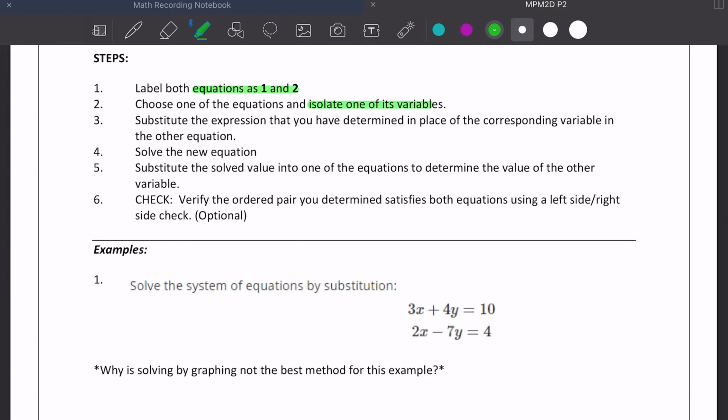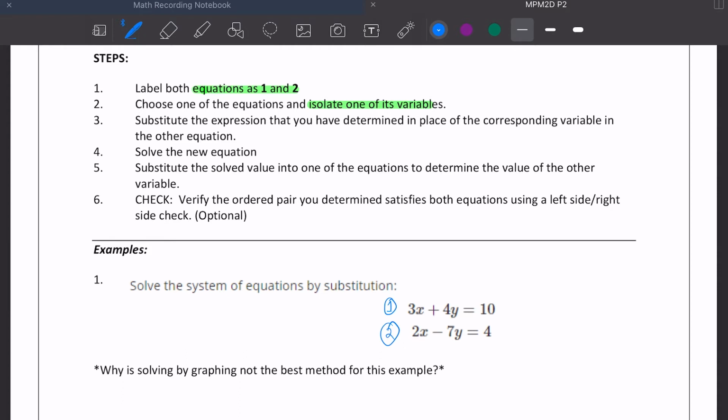So let's do an example here. We're going to solve this system of equations using substitution. So our first step was to label our equations. So here's equation 1 and here's equation 2. If we're looking at this one here, why is solving by graphing not the best example for this method? Let's be honest, we're going to have fractions.